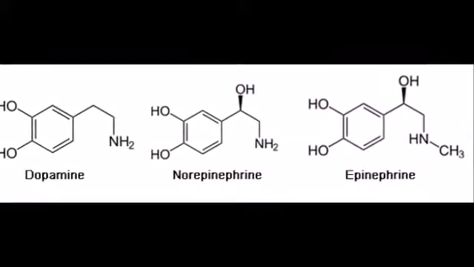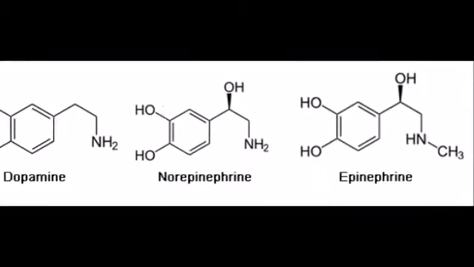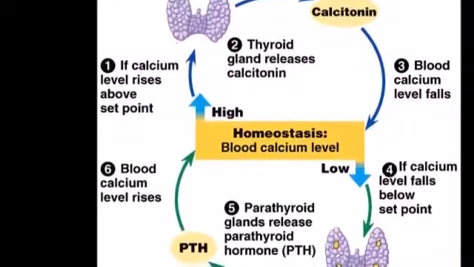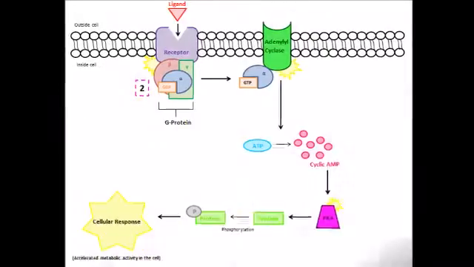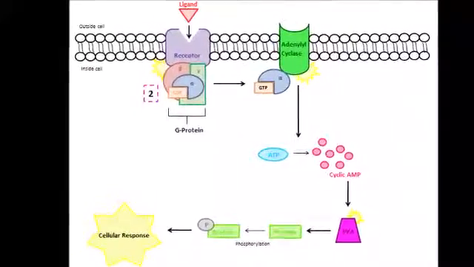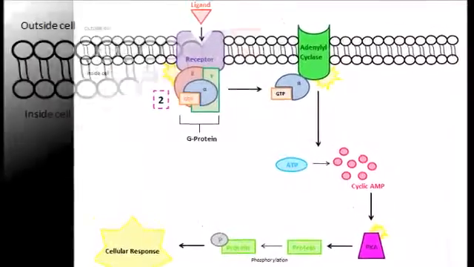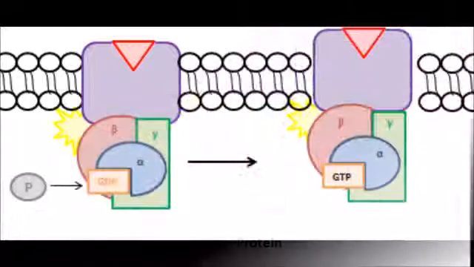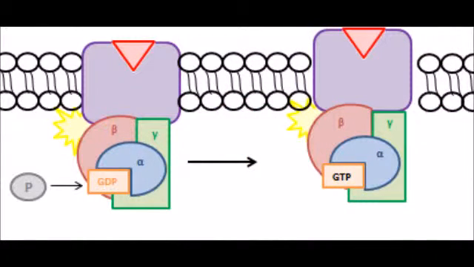Some examples of neurotransmitters and hormones that bind to this type of G-protein receptor include norepinephrine, epinephrine, calcitonin, and parathyroid hormone. The binding of the ligand to the receptor causes activation of the G-protein complex, which is attached to the receptor. The G-protein is heterotrimeric, meaning it is composed of three subunits, the alpha, beta, and gamma subunits. G-proteins also bind to GDP. When activated, the G-protein converts guanosine diphosphate, GDP, into guanosine triphosphate, GTP.